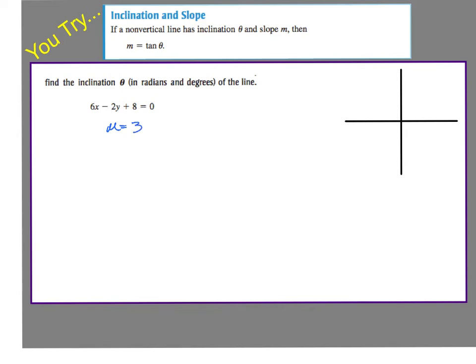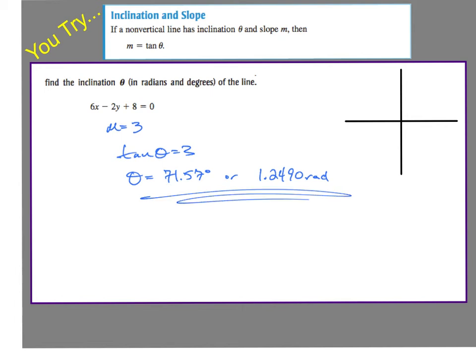All right. If you get your slope wrong, guess what's going to happen? Everything's going to be wrong. So let's make sure that we can add 2 and divide by 2 kind of thing. So anyway, we got m is equal to 3. So now we end up having tangent theta is equal to 3. And so theta equals 71.57 degrees, or how many radians? 1.25 radians. All right, pretty good.